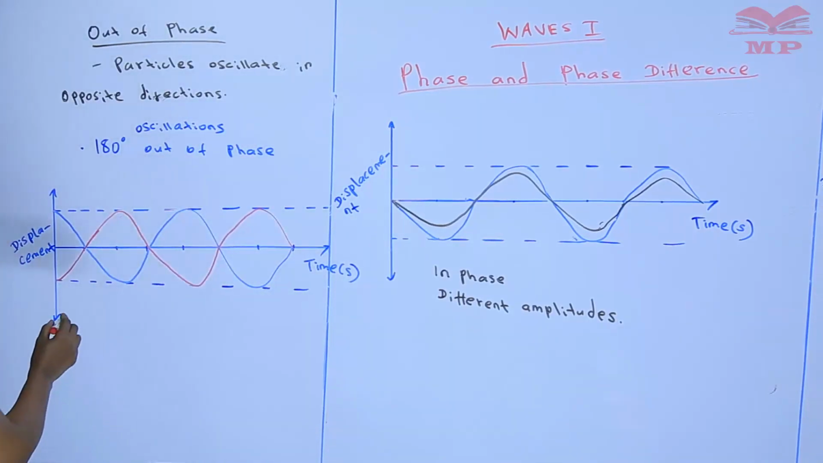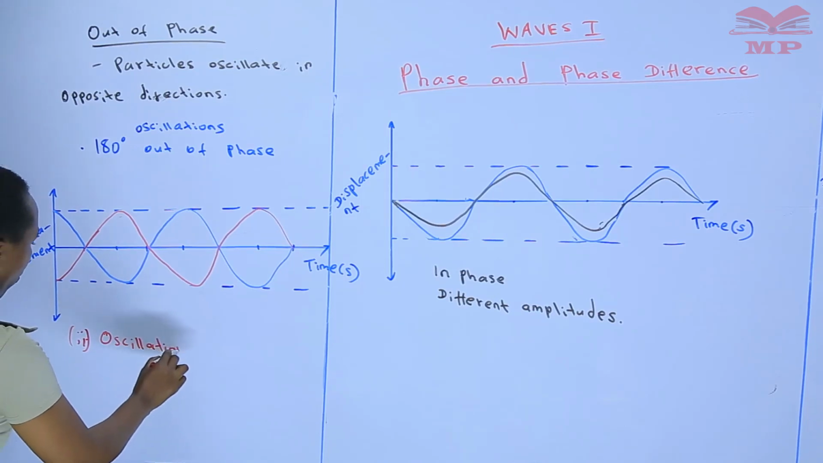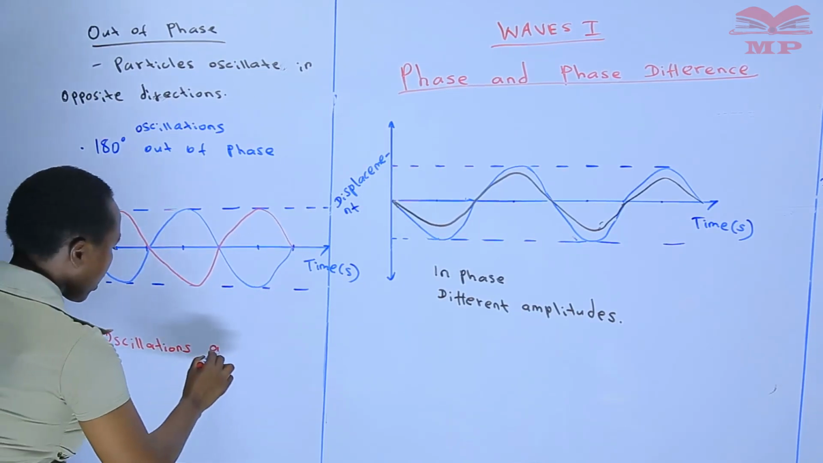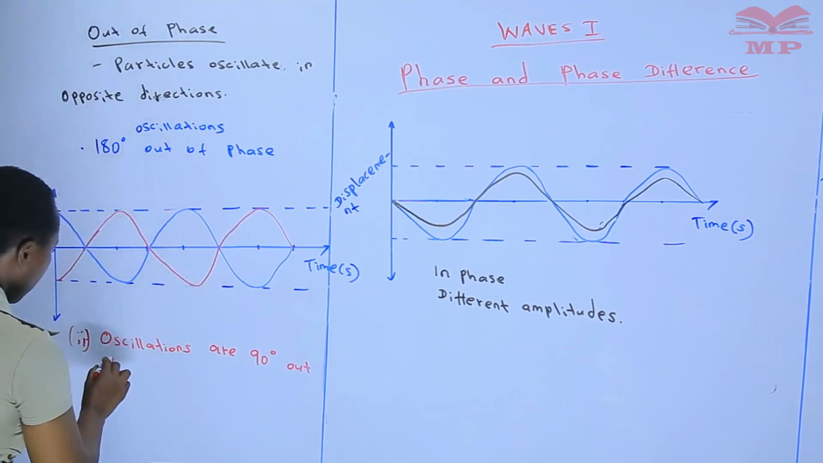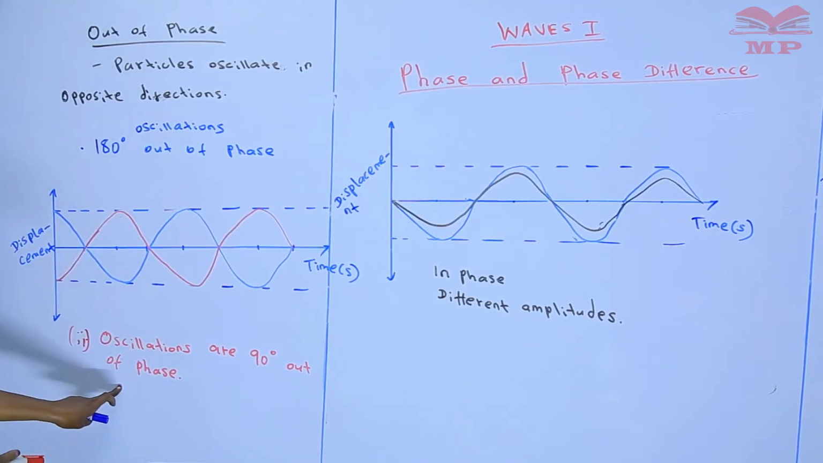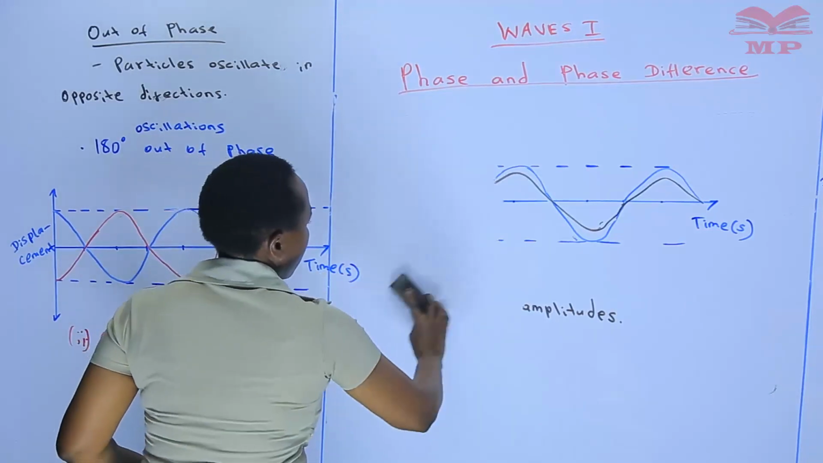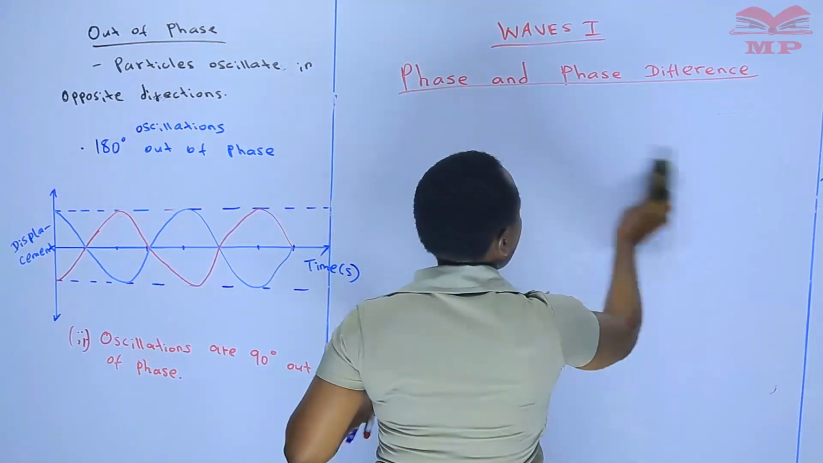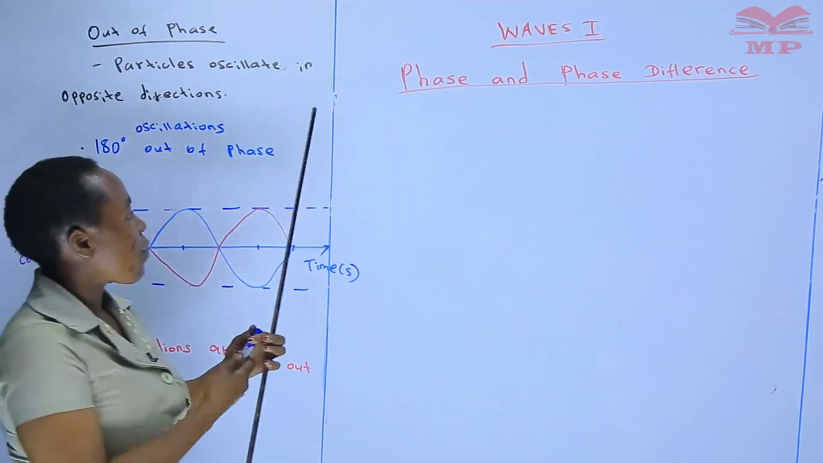Again, you can also be told, and this one you can answer, to draw a wave whereby the oscillations are at 90 degrees out of phase. So I'd like you to have this sketch. You start with the first wave, I can draw the first one. Then using the same, you draw another wave which is 90 degrees out of phase. So to start with, you can have the following.